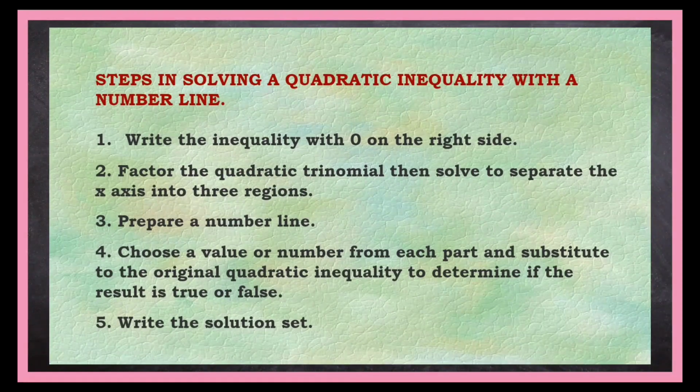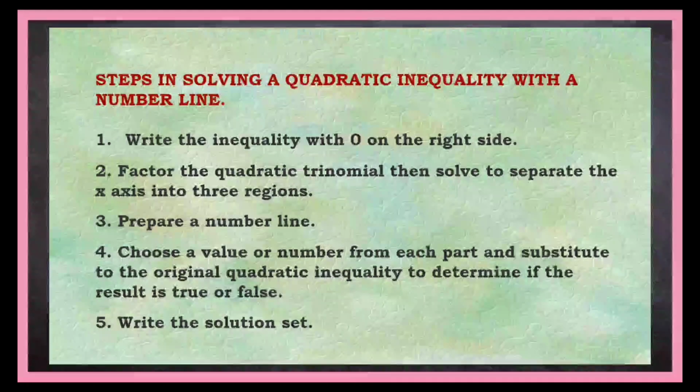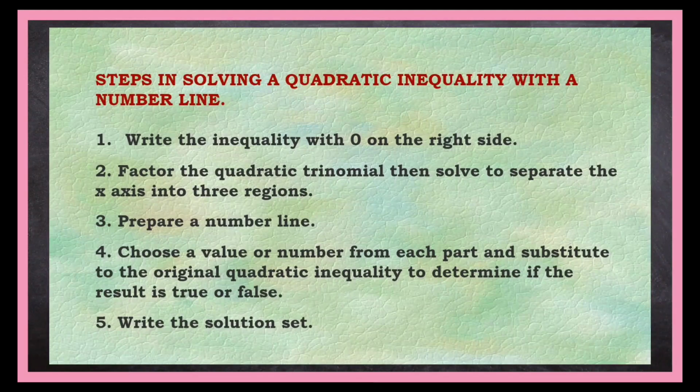And we have steps in solving a quadratic inequality with a number line, of course. Number 1, write the inequality with 0 on the right side. Number 2, factor the quadratic trinomial, then solve to separate the x-axis into 3 regions. Number 3, prepare a number line. Number 4, choose a value or number from each part and substitute to the original quadratic inequality to determine if the result is true or false. Number 5, write the solution set.